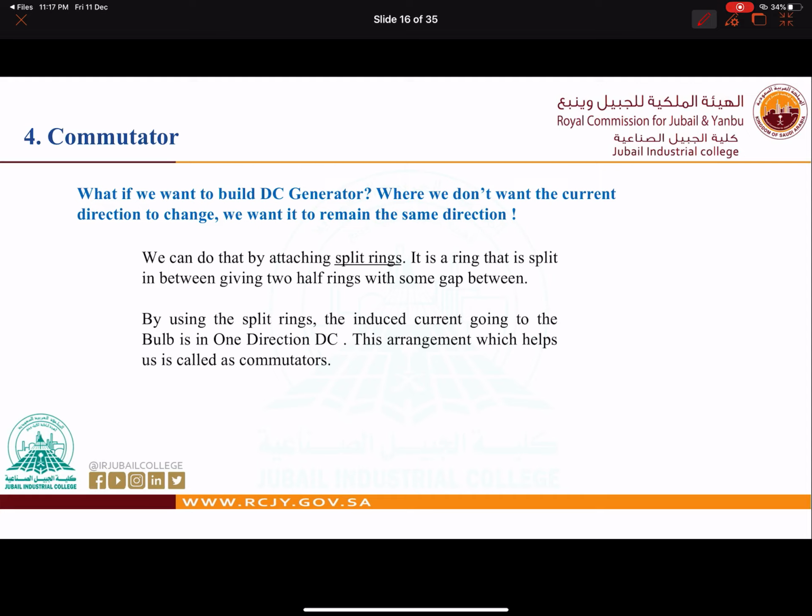Now, if you want to build a DC generator, and this is the critical part here, we don't want the current direction to change. We want it to remain the same direction. We can do that by attaching split rings. It is a ring that is split in between, giving two half rings with some gap between. By using the split rings, the induced current going to the bulb is one-direction DC.